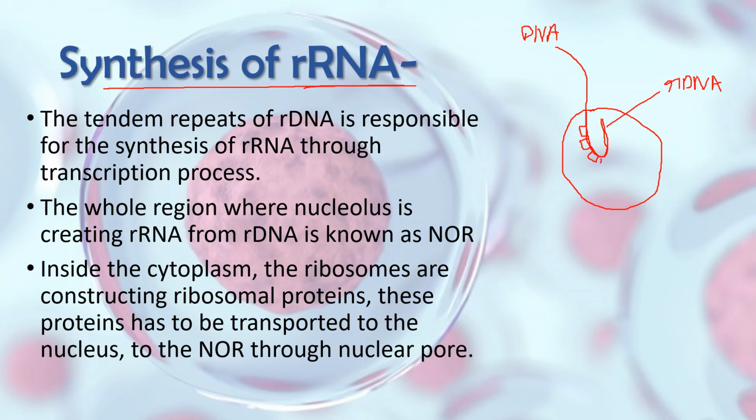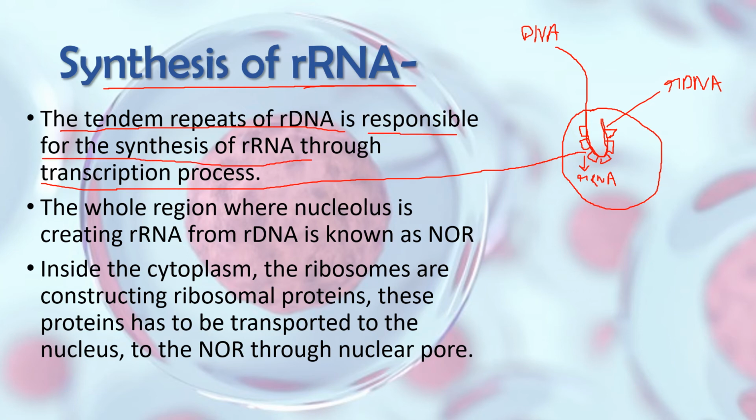These are the tandem repeats of genes. From these tandem repeats, the transcription process takes place, and ribosomal rRNA is formed. So the tandem repeats of rDNA are responsible for the synthesis of ribosomal RNA through the transcription process.